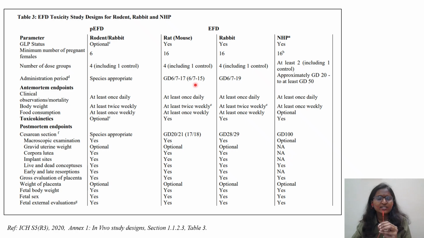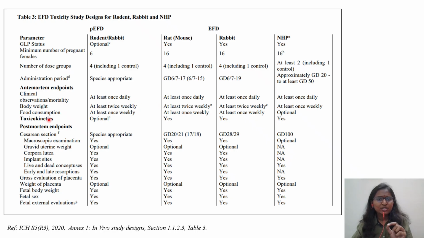For mice this is 6 to 15 or 7 to 15, whereas in the case of rat it is 6 to 17 or 7 to 17. In the case of rabbit, the gestation period is GD, gestation day, 6 to 19 or 7 to 19. Certain times it is also given as 6 to 18 in some of the studies. In the case of non-human primate, the gestation is approximately GD 20 to at least GD 50. In the case of antenatal endpoints, you have to see clinical observations and mortality at least once daily, the same in all species.